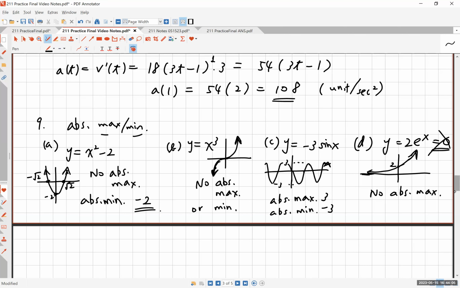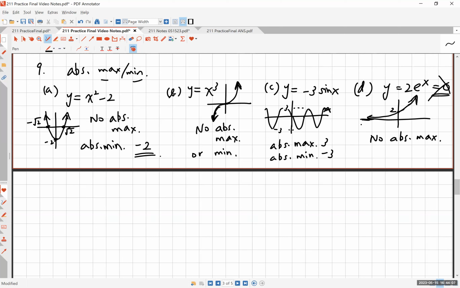So even though it gets really, really close to 0, and you can say 0 is a lower limit, it's not the absolute minimum, because there's no point x where this y value, 2 times e to the x, becomes 0. But it gets really, really close to it. It asymptotically gets close to 0, but there is no absolute minimum. Very important point, so keep that in mind.